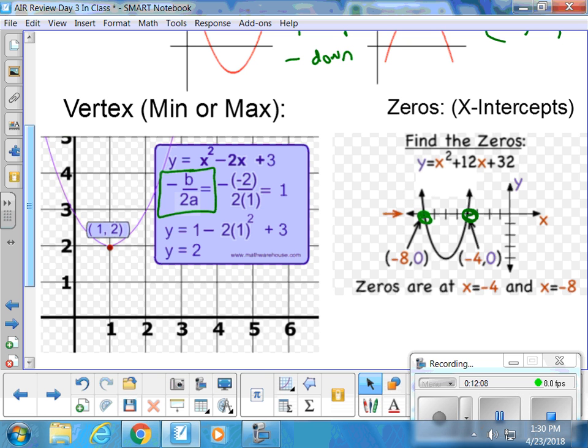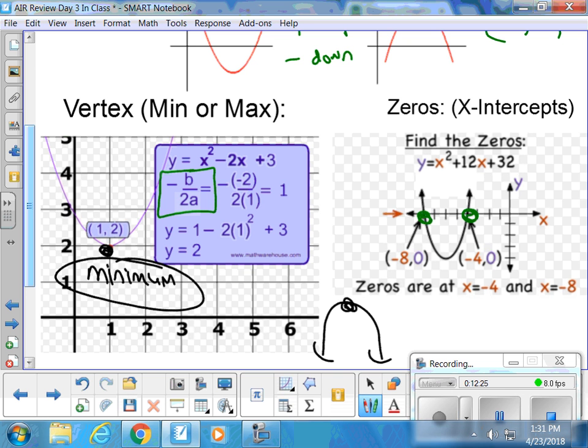Oh, and min and max. Do you remember this? If my parabola is opening up towards the sky, and this is my vertex, would that guy be a minimum or a maximum? Minimum, because it's the bottom of the parabola. I could definitely see them asking a minimum maximum question. And then if it opens down towards the ground, like this, then my vertex is a maximum. Remember doing that in the chapter?